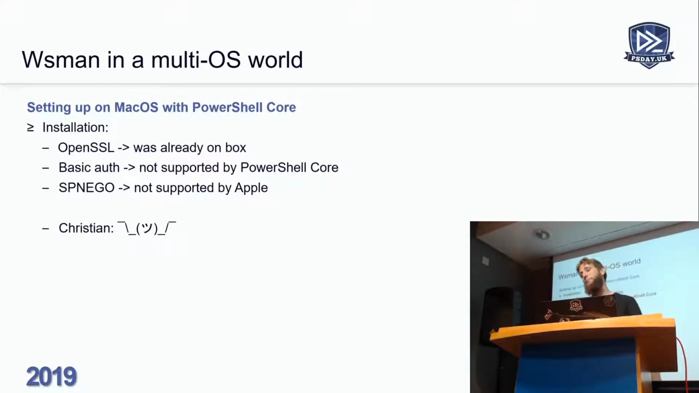Good, next part. Trying to get the same thing that did not work on Linux running on macOS. Well, I didn't try it that long because when you read the documentation, okay, OpenSSL is needed, it's already in the books. Could be done, check mark. Basic authentication, we learned, is not supported anymore by PowerShell Core on Unix or Linux-based systems. Spnego, not supported by Apple. Christian, no way, I'm out of here. So, sorry, not yet. Good.